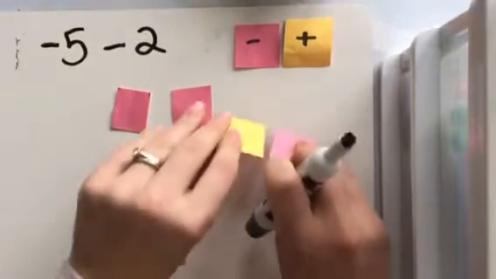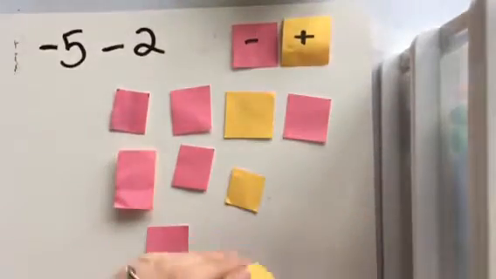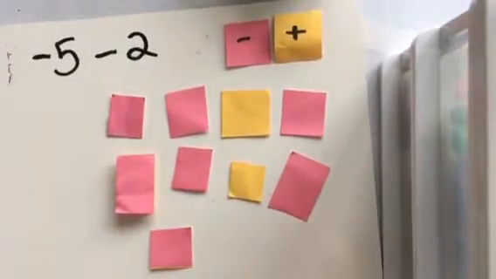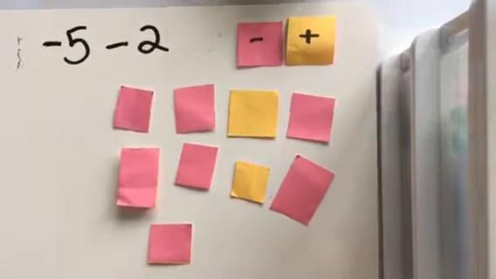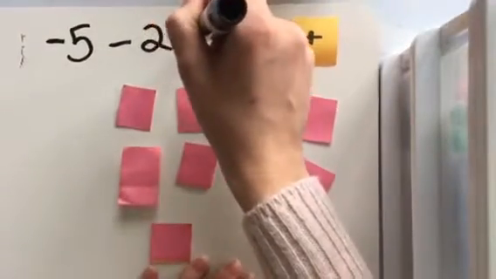Again, it doesn't change the value of my question if I add a zero pair, so that there's positive 2 that I can take away. Now there's positive 2 I can take away. So I'm going to take away those positive 2. And that shows me that negative 5 minus 2 is equal to negative 7.